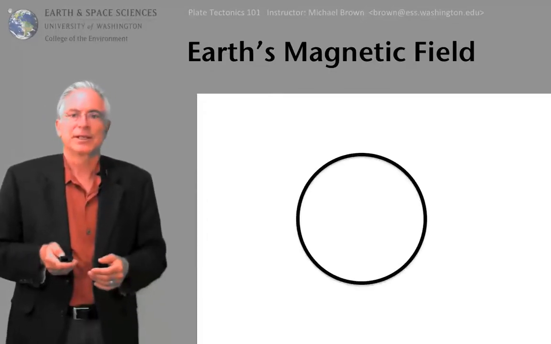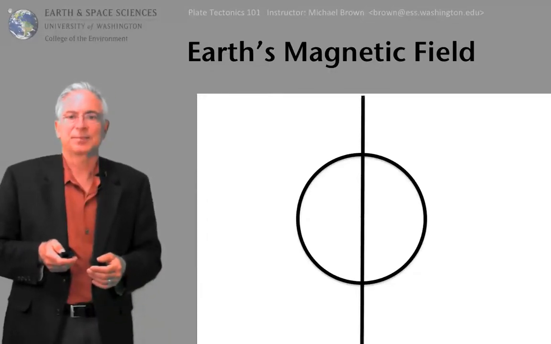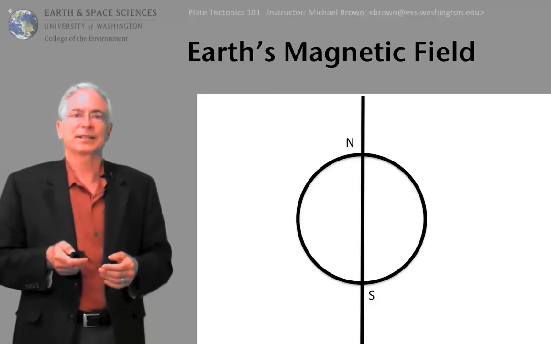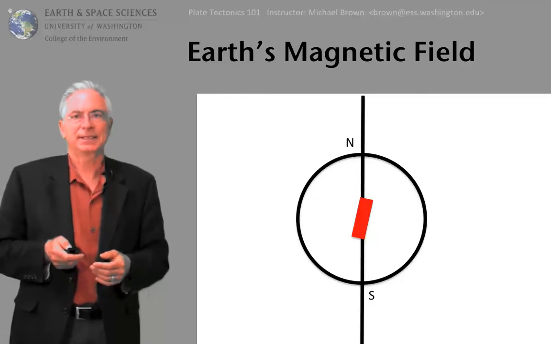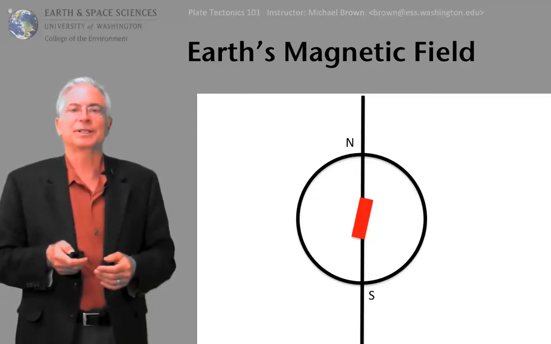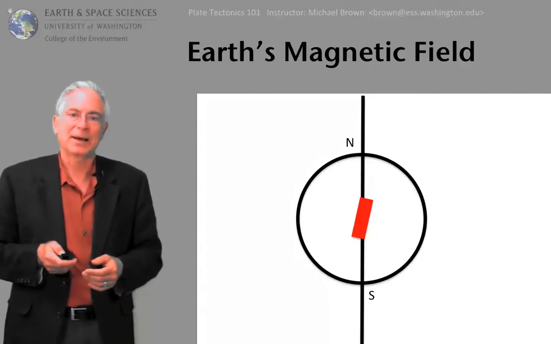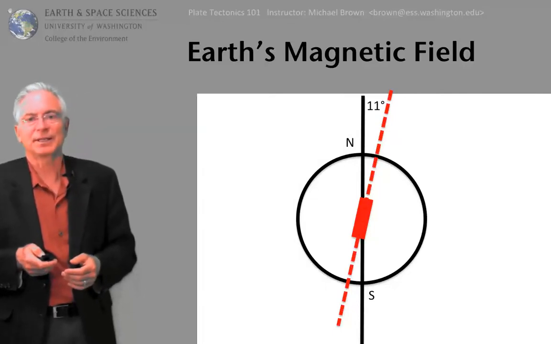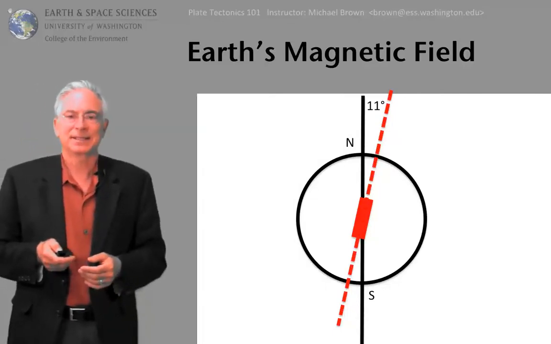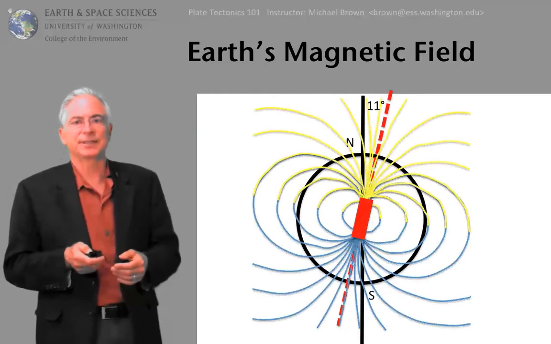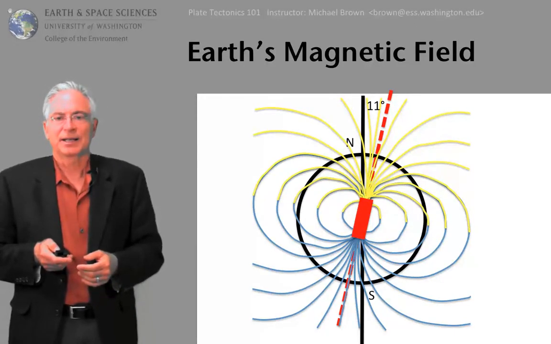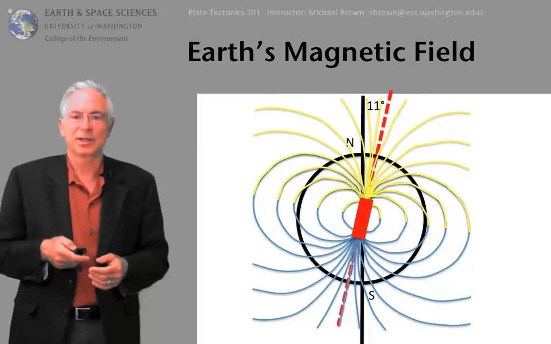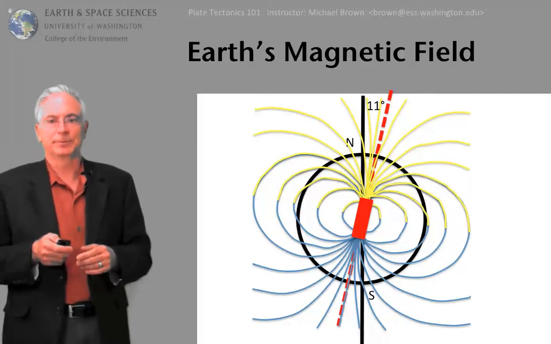So there's the Earth. There's the spin axis with north at the top and south at the bottom. There is a magnet, a dipole magnet, oriented at an angle of about 11 degrees right at the Earth's center. That magnet then produces a magnetic field as illustrated here, where I've color-coded it with compass needles pointing in yellow and pointing out in blue.